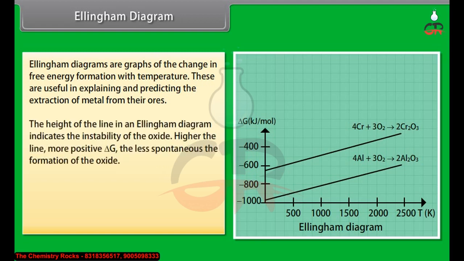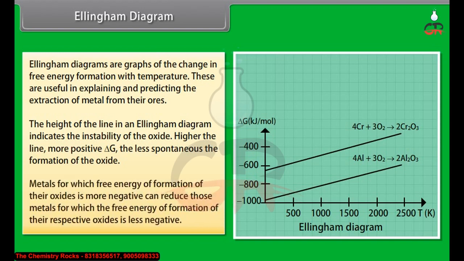The height of the line in an Ellingham diagram indicates the instability of the oxide. Higher the line, more positive delta G, the less spontaneous the formation of the oxide. Metals for which the free energy of formation of their oxides is more negative can reduce those metals for which the free energy of formation of their respective oxides is less negative.